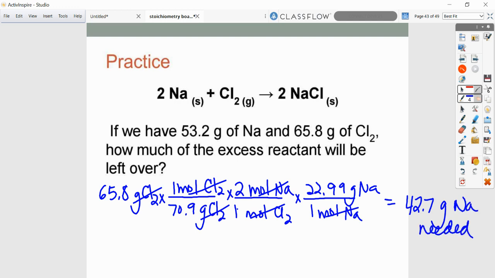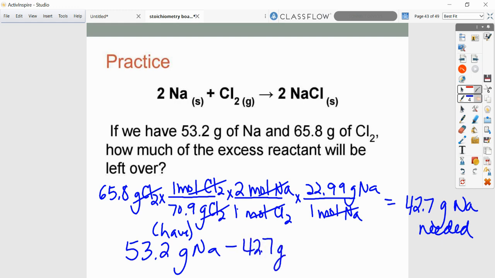So we'll subtract that from what we have. 53.2 grams of sodium is what we have, minus the 42.7 grams of what we actually need or what we use. And so we would have 10.5 grams of sodium excess or left over.